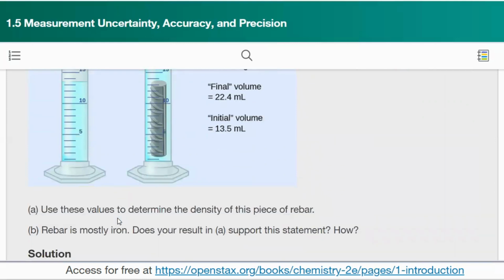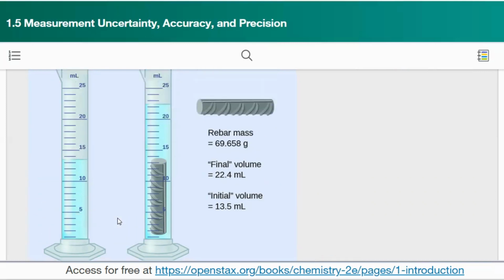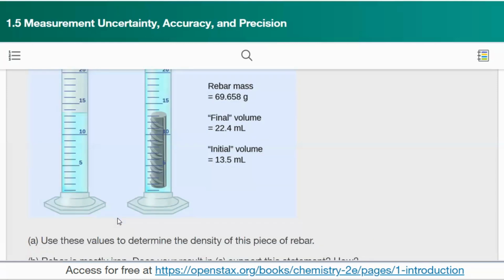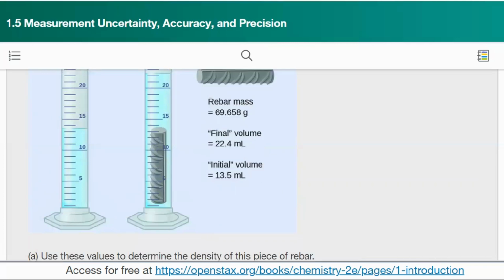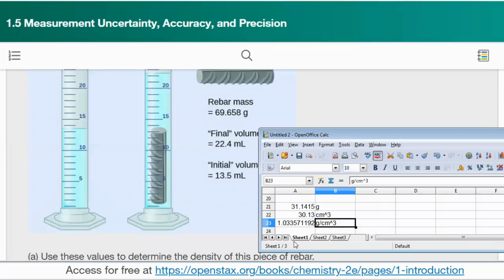Use these values to determine the density of this piece of rebar. Rebar is mostly iron. Does your result in A support this statement? How? All right, so let's first calculate the density of this piece of rebar. First, I'll bring up my calculator. To calculate density, divide the mass by the volume.